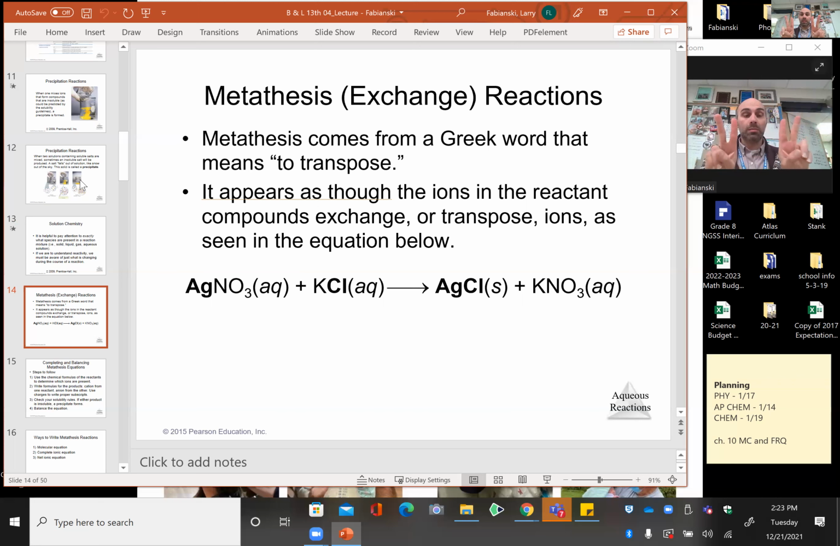They started out like this, but then they switched. And now they're like, I guess be like that now. So it's a double, two replacements. Transpose, right? We're flip-flopping and we're switching them. It appears as though the ions in the reactant compounds exchange or transpose, seen in the equation below. I refer to it as a double replacement. You can call it whatever you want. You just have to be able to recognize it.